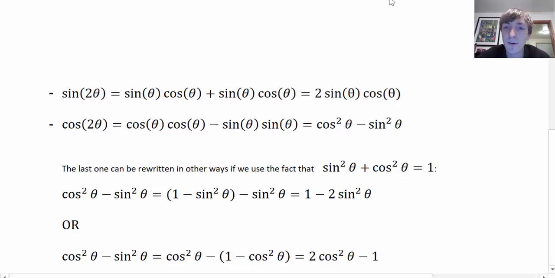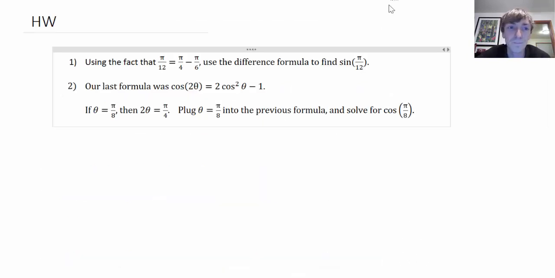The last thing I want to do, so here's the homework for today. A couple of things. The first problem, you're going to be using the difference formula to find sine of pi over 12. Again, pi over 12 is not one of our special values, but pi over 12 is equal to pi over 4 minus pi over 6. And if you don't believe me, that's just a little bit of fraction arithmetic, which you can do.